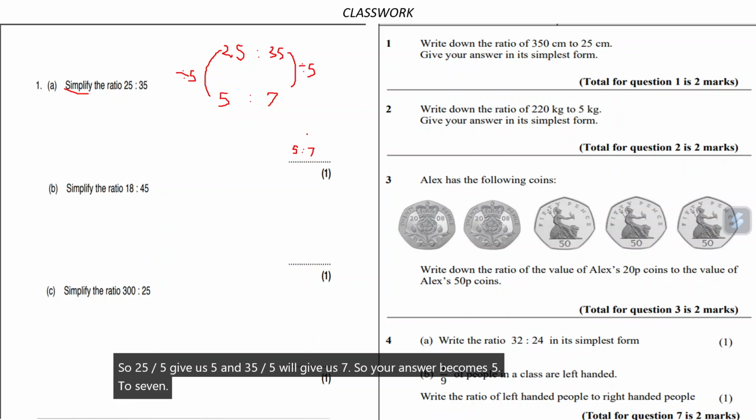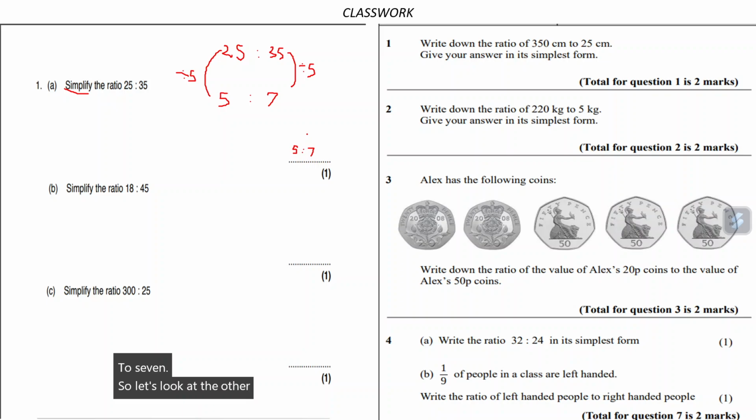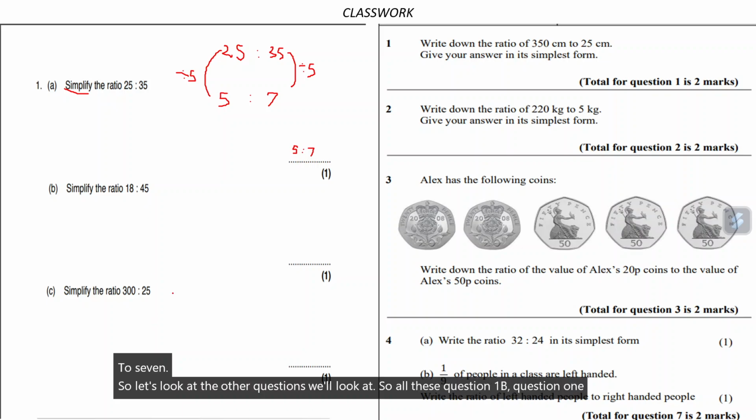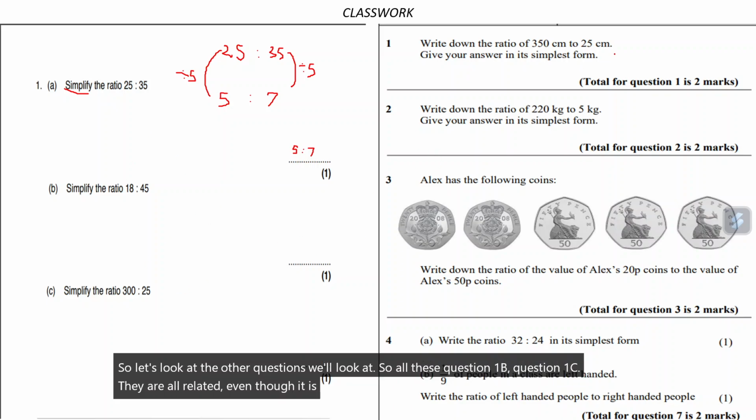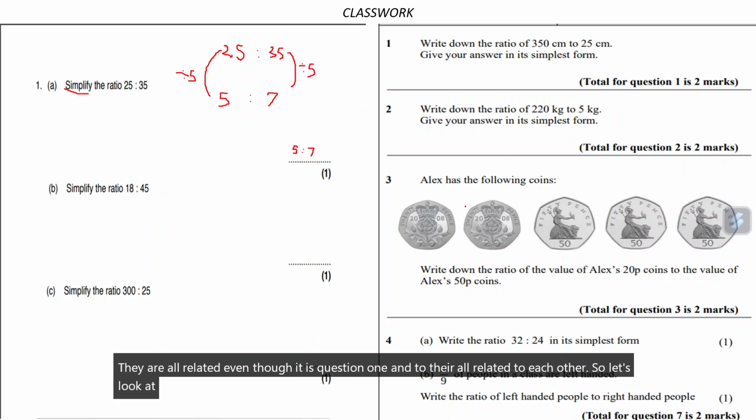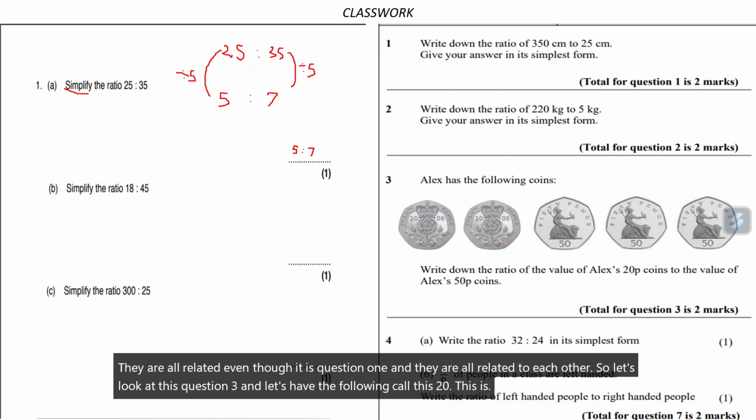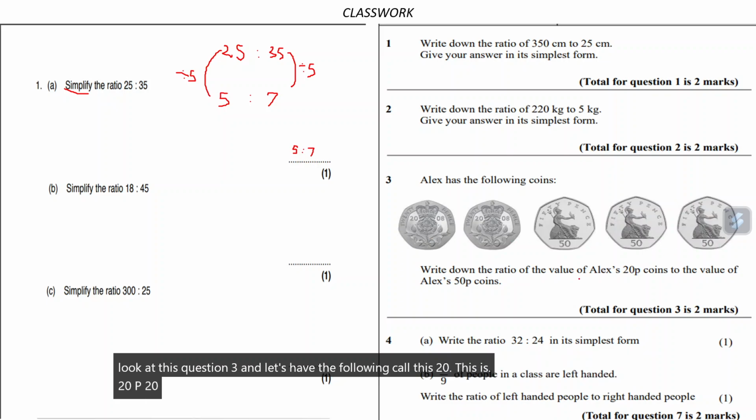So let's look at the other questions. Questions 1B and 1C are all related, even questions 1 and 2 are all related to each other. So let's look at question 3. Alex has the following coins. There is 20p, 20p. Write down the ratio of the value of Alex's 20p coins to the value of Alex's 50p coins.